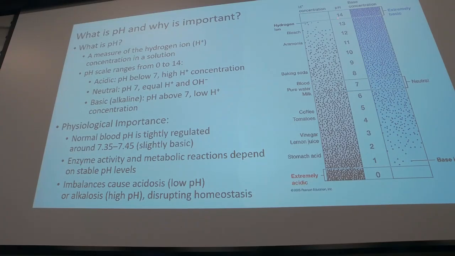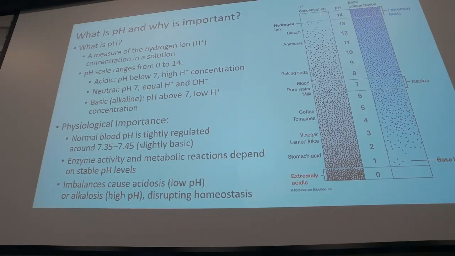So here is an example of the pH scale. It ranges from 0 to 14. And the lower the number is, from 7 and below, the more acidic the molecule or the solution is going to be. Like, for instance, our stomach acid is very acidic. Then vinegar and lemon juice are very acidic. Tomatoes, coffee, and milk are acidic.